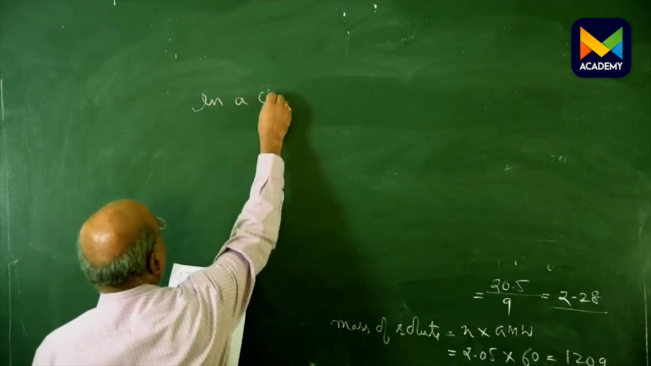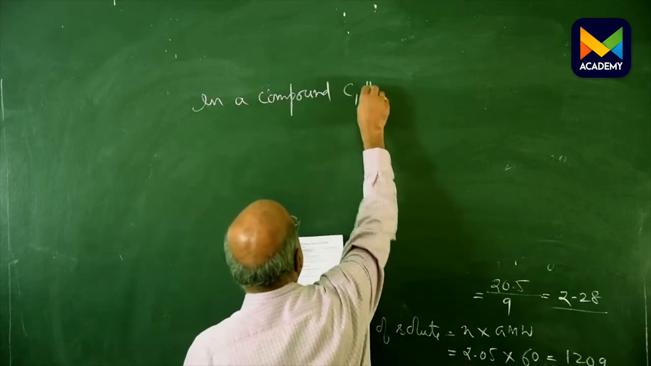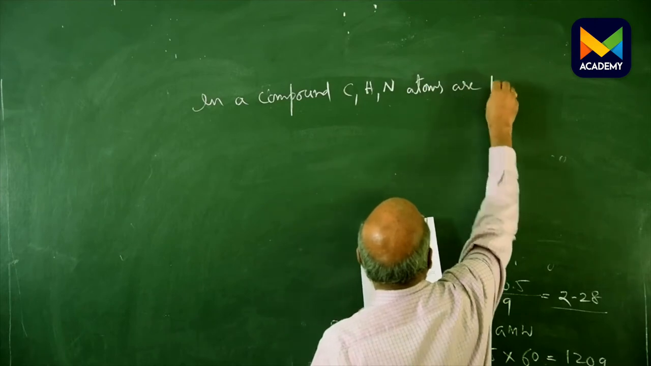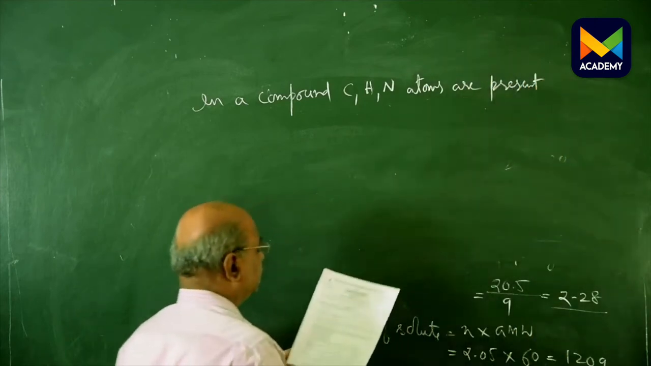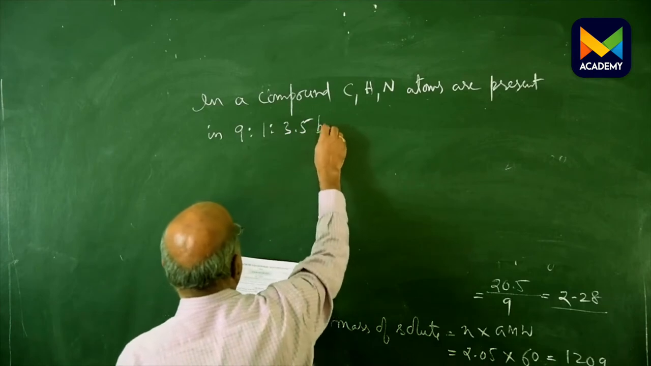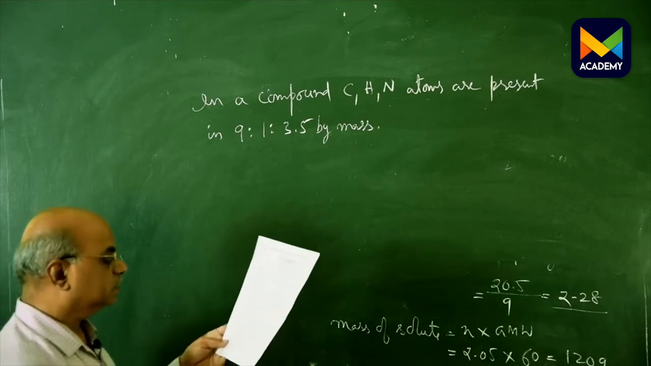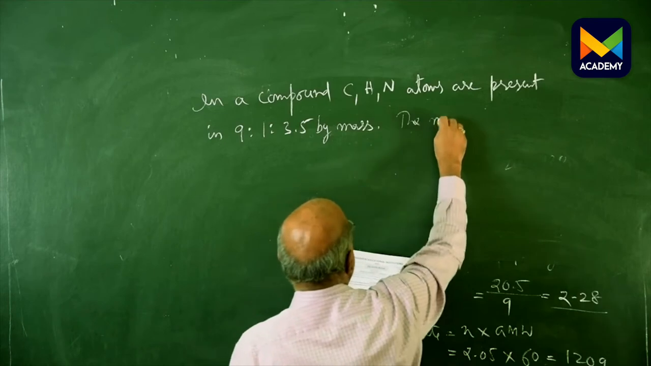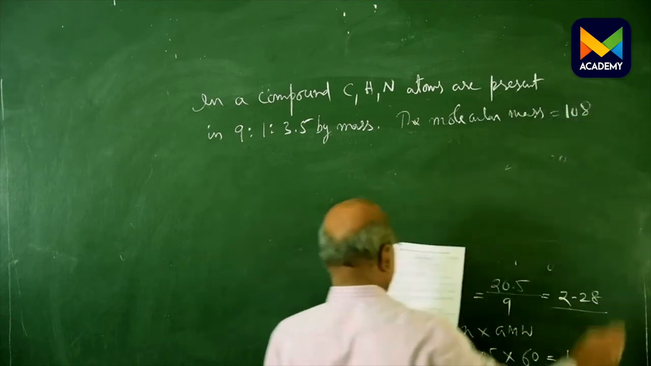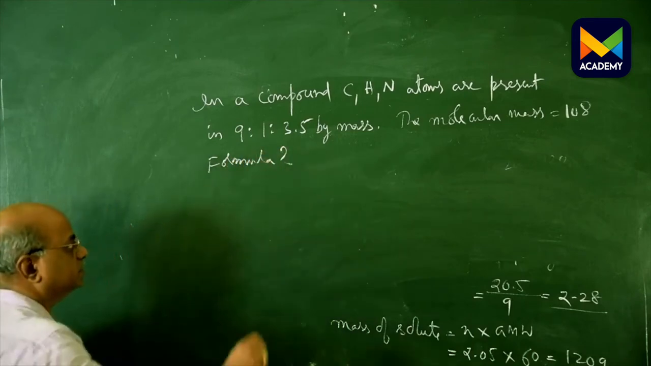In a compound, carbon, hydrogen, nitrogen atoms are present in 9:1:3.5 by mass. So from the mass point of view, the ratio of carbon, hydrogen, nitrogen is given. The molecular mass is equal to 108. The formula of the compound is the question mark.